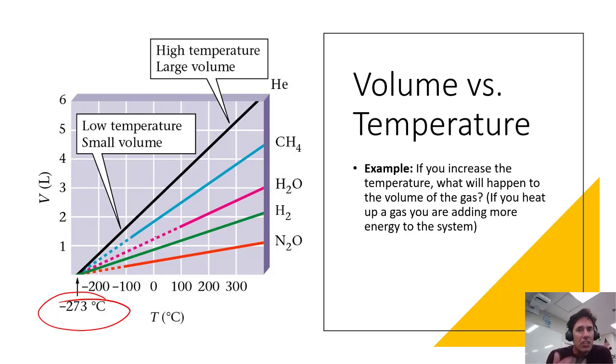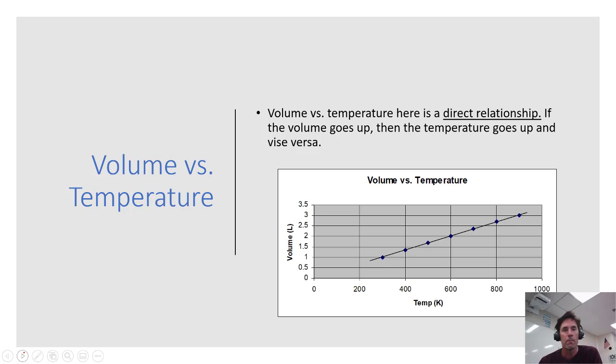Now, what type of relationship exists here? If we look at the graph, we have volume on the left-hand side and temperature down here on the x-axis. We can see that we have what is considered a direct relationship, meaning if the temperature goes up, the volume goes up.